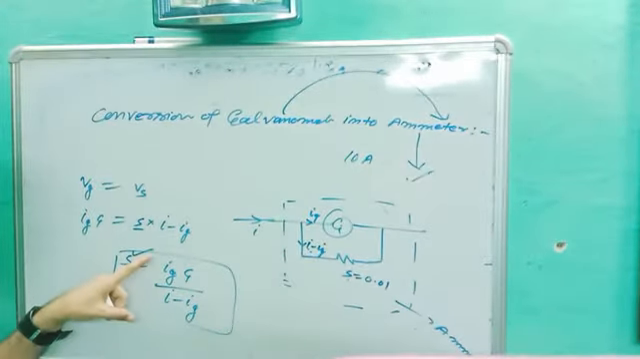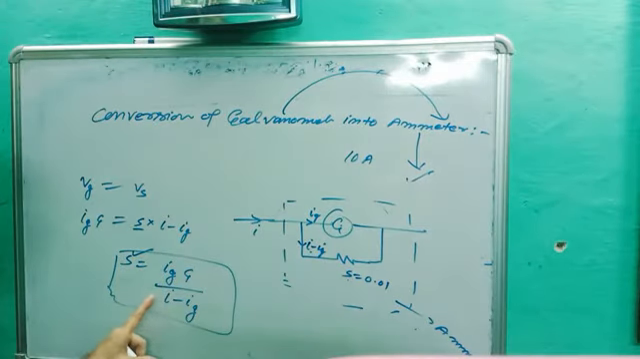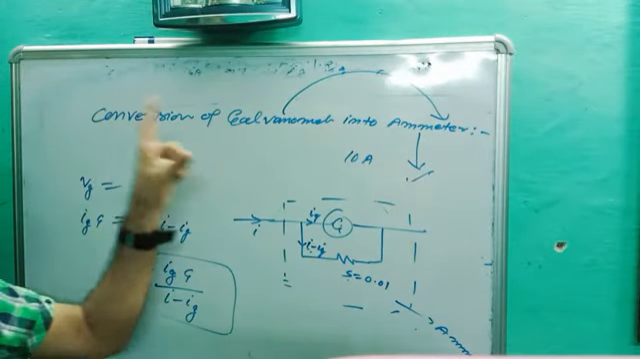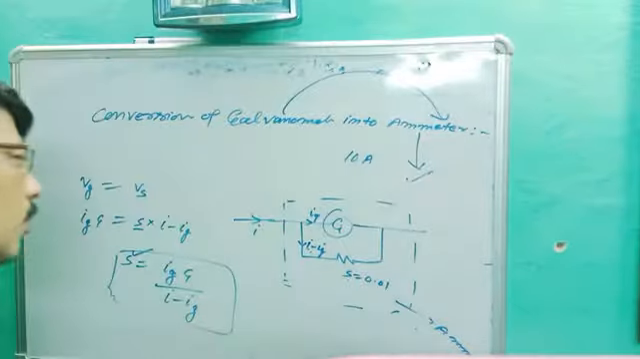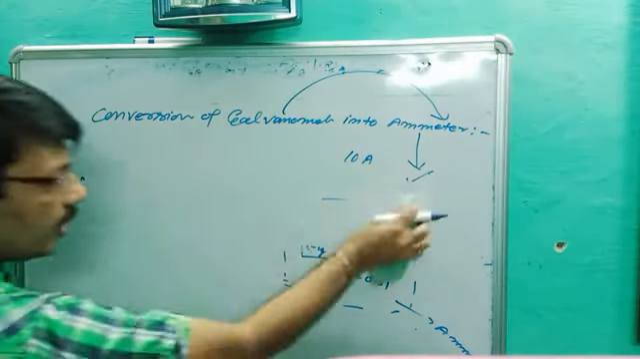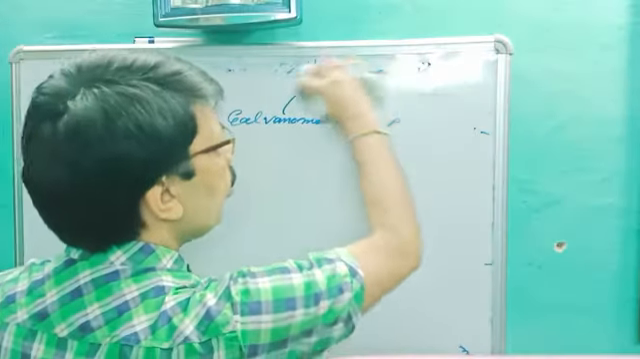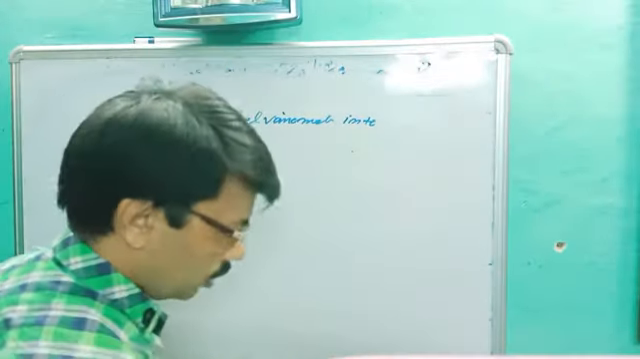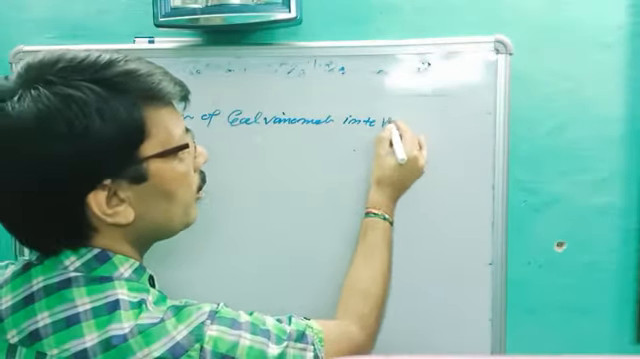So S is equal to Ig into G upon I minus Ig. This is the conversion of galvanometer into ammeter. Okay, note down the formula. Next, conversion of galvanometer into voltmeter. This is another important question.